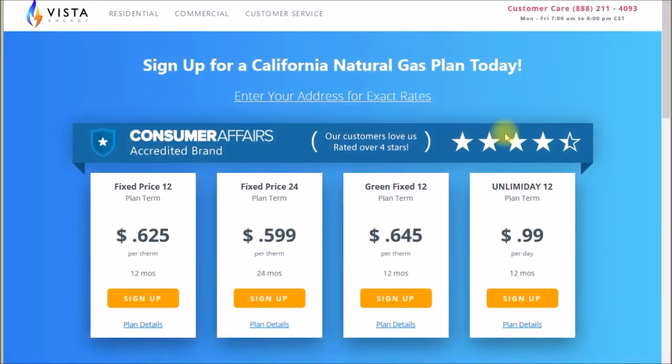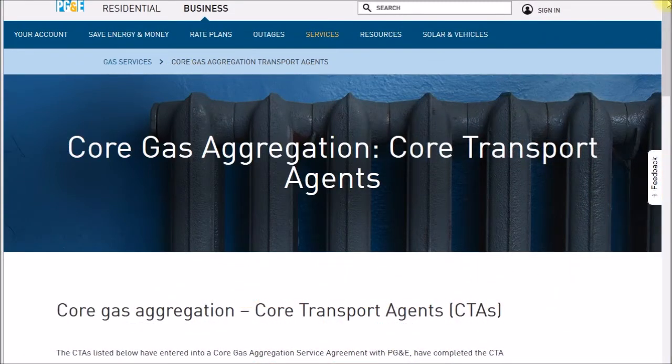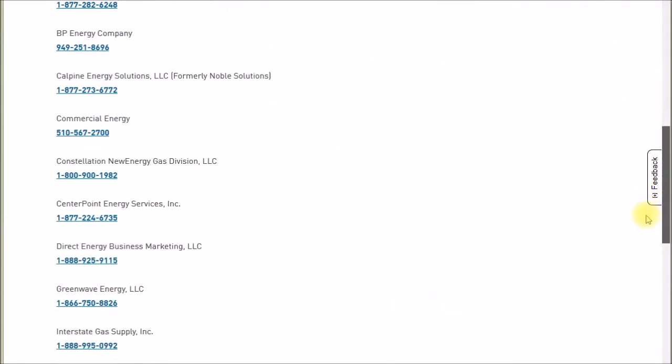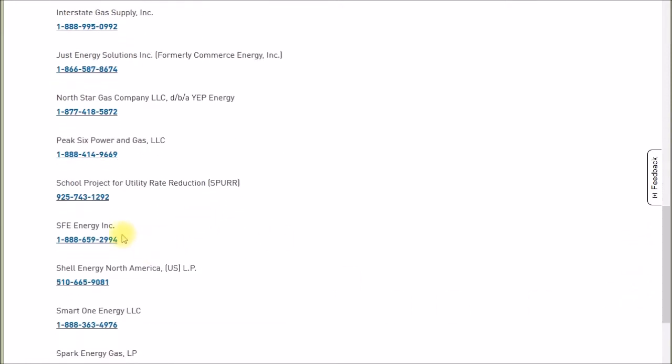Other third-party rates have jumped as well. Here are the Vista Energy plans today. 60 to 65 cents per therm, plus their $30 a month flat rate plan, and apparently they still have no customer charge. A new third-party gas supplier is making the rounds in my local area, SFE Energy. They are a legitimate business and signed up as a core transport agent with PG&E. You can see down here there's CenterPoint Energy, and down here SFE Energy.